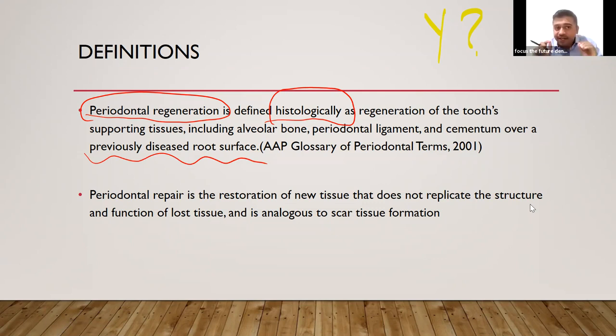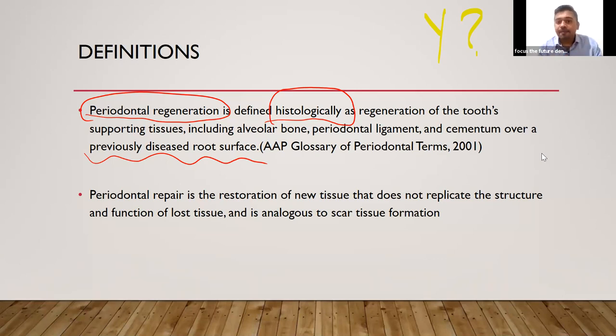So when regeneration is occurring, what is happening? All the supporting structures are again reformed. New cementum forms on the root surface, new periodontal ligament and alveolar bone are formed. Okay, so that is regeneration.